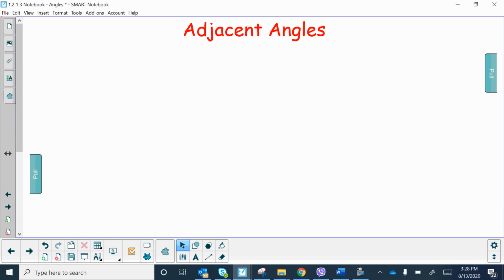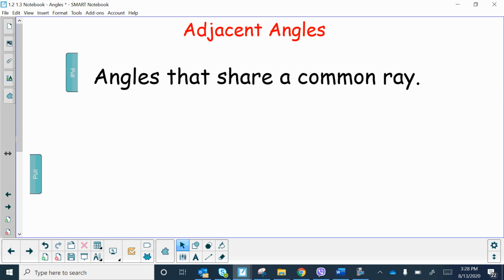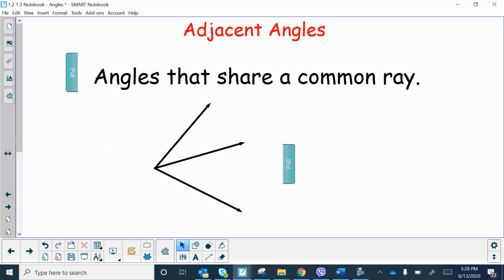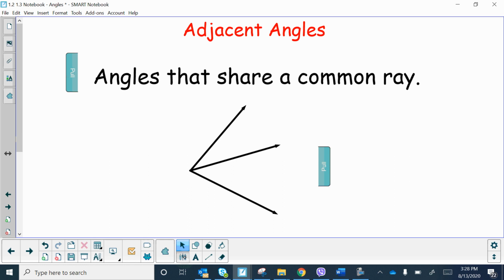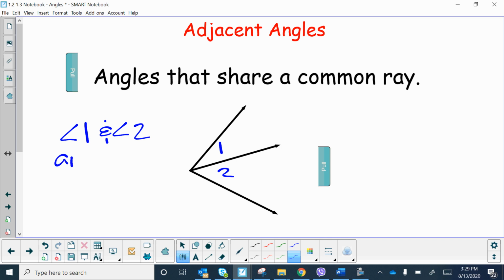Adjacent angles. You might have heard of this word adjacent, and these are angles that share a common ray. I like to think of it as just being right next to. I hear a lot of kids in the past say, oh, it just means they're right next to each other, and that is correct. So they share a common ray. I'm going to call this angle 1, and this one angle 2. So angle 1 and angle 2 are adjacent. If you hear your teacher say the word adjacent, know what they're talking about. It just means right next to.